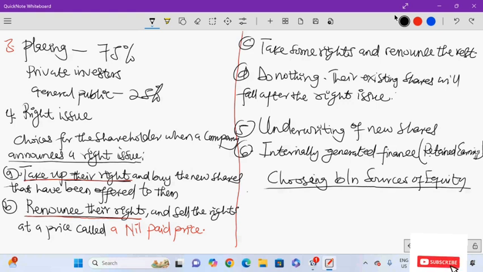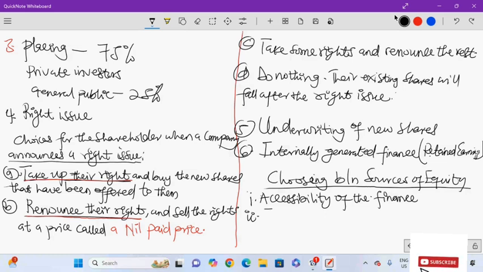So what are some of the factors that would determine the choices? We would look at the accessibility of the finance. Are you able to access the funds? Will I be able to get this finance? Is it easy to get?